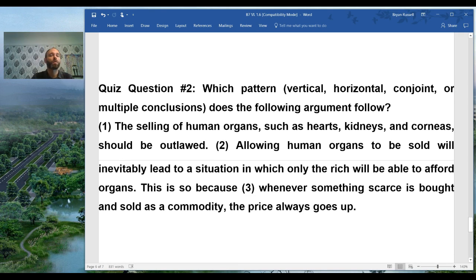And quiz question number 2, which pattern does the following argument follow? The selling of human organs, such as hearts, kidneys, and corneas, should be outlawed. Allowing human organs to be sold will inevitably lead to a situation in which only the rich will be able to afford organs. This is so because whenever something scarce is bought and sold as a commodity, the price will always go up. So note we have the same conclusion from quiz question number 1, but a different argument leading to it. So which pattern does this argument follow?